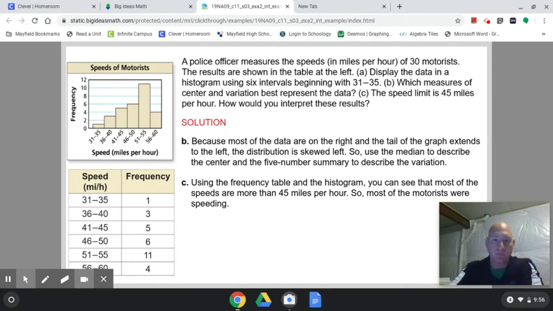Okay. Using the frequency table and the histogram, you can see that most of the speeds are more than 40. So they said more than 45 miles an hour. I said more than 50. Some of these inferences are choice, but you need to have a really good idea of what it means, because when you take multiple choice questions, what you say might not be exactly what they say, and you might just have to tweak it a little bit to match. So remember, it's not always exact solution. It is best solution.